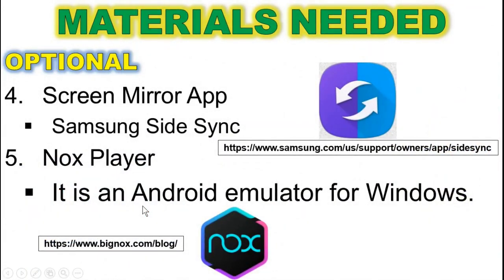The following are optional materials, like the screen mirror app. My brand of smartphone that I mentioned is the Android Samsung Galaxy S4, and it has a Samsung Side Sync, which is a screen mirror app. You can download that Samsung Side Sync in this particular website. And then finally, the Nox Player. The Nox Player is an Android emulator for Windows that emulates the Android operating system, and we can install the APK to run in that Android emulator for Windows. You can download the Nox Player in this website.